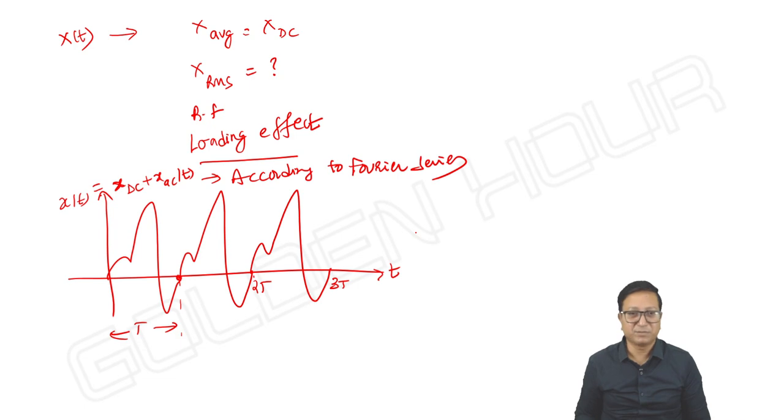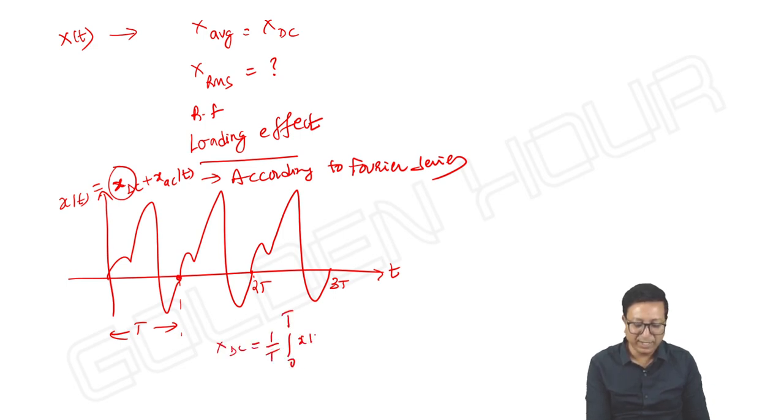We are all well aware of it. Here I am writing x DC. DC, or it is also known as average value. Anyway, we generally write x DC is equal to 1 by T integral 0 to T x of t dt. We are well aware of it, basic Fourier series formulas and all.